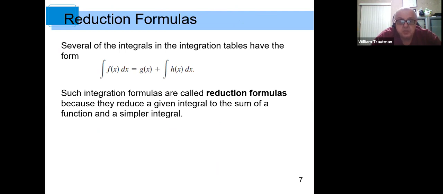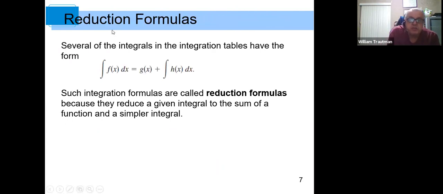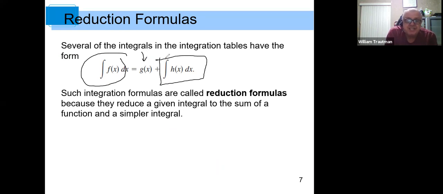Reduction formulas. So what happens sometimes when you use these formulas, if you look at some of the formulas, and this is just a generic formula, is that sometimes you get the integral, but then they create another integral that you have to then solve again. It's called a reduction formula. It gives you a part of the answer and then makes you integrate again, and hopefully it reduces it, to where this integral is a little easier.